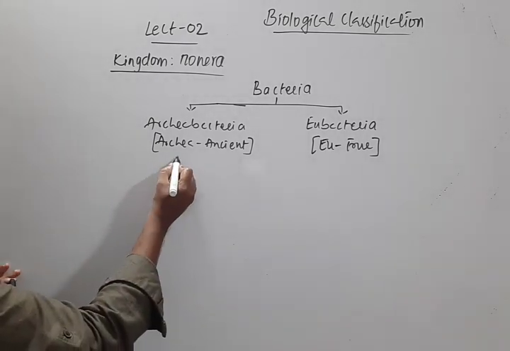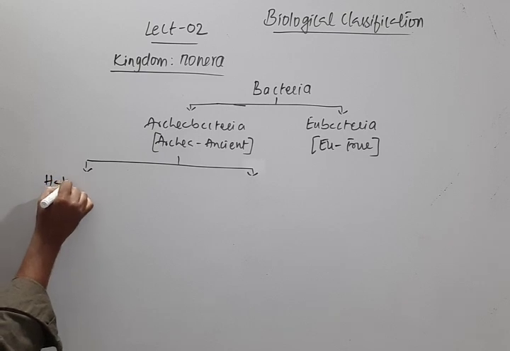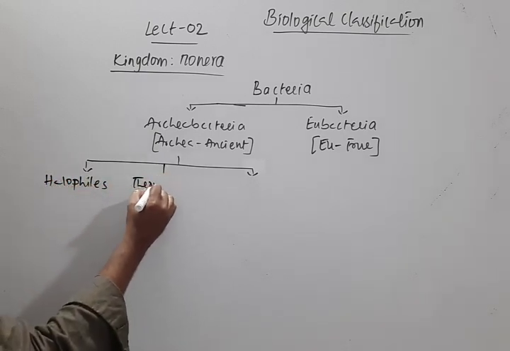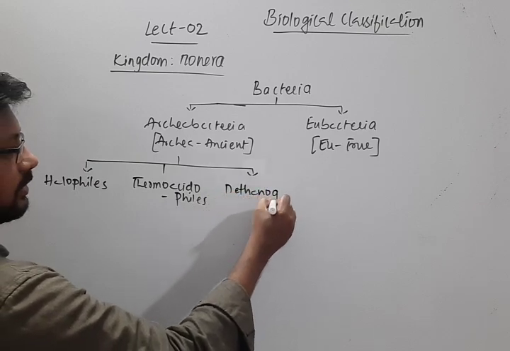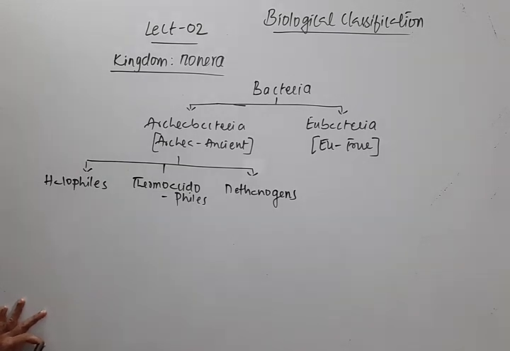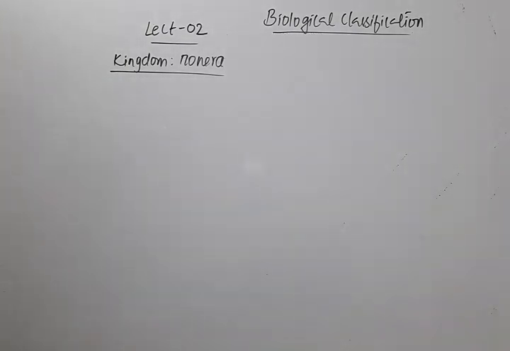Now under archaebacteria we have different groups. They include halophiles, then thermoacidophiles, and then methanogens. Those are different groups of archaebacteria. Later we'll see about eubacteria, which will include autotrophic and heterotrophic bacteria. Of course, the archaebacteria also include autotrophic as well as heterotrophic types of bacteria. First we'll see about archaebacteria, and then later eubacteria. Under archaebacteria, first we'll see about the halophiles.